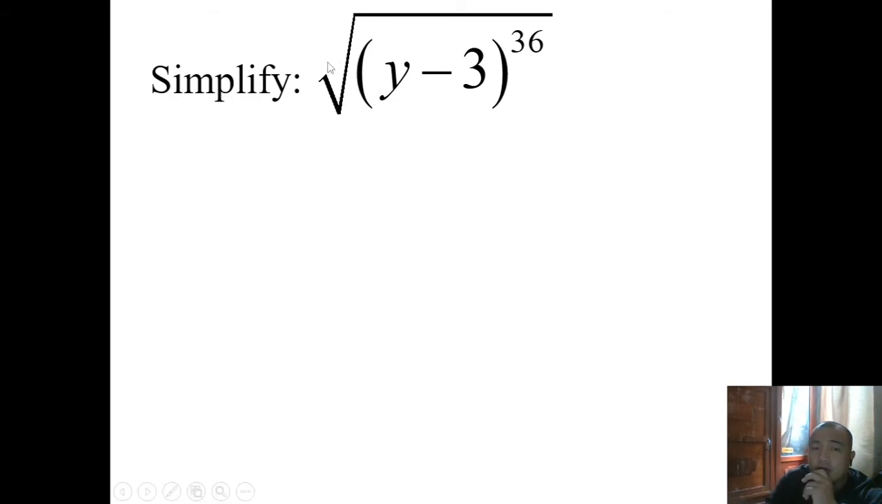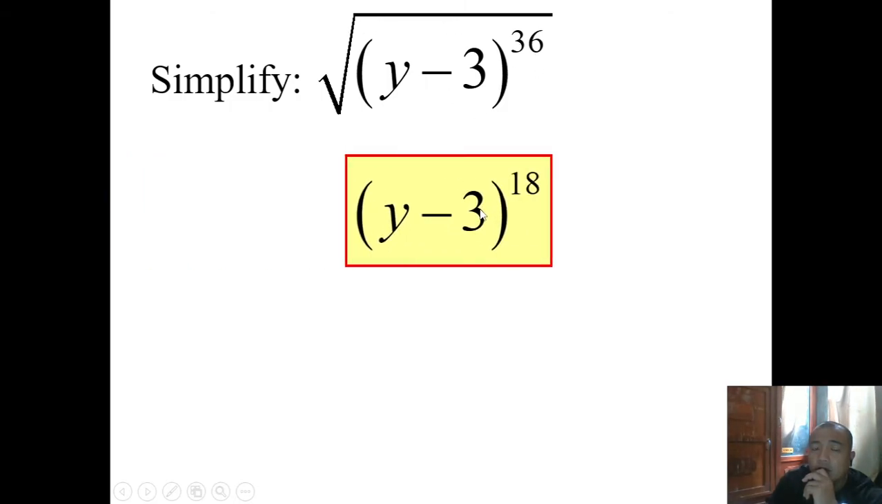And for this, square root of quantity y minus 3 to the 36th power, we will divide 36 by 2. That's 18. Quantity y minus 3 raised to the 18th power.